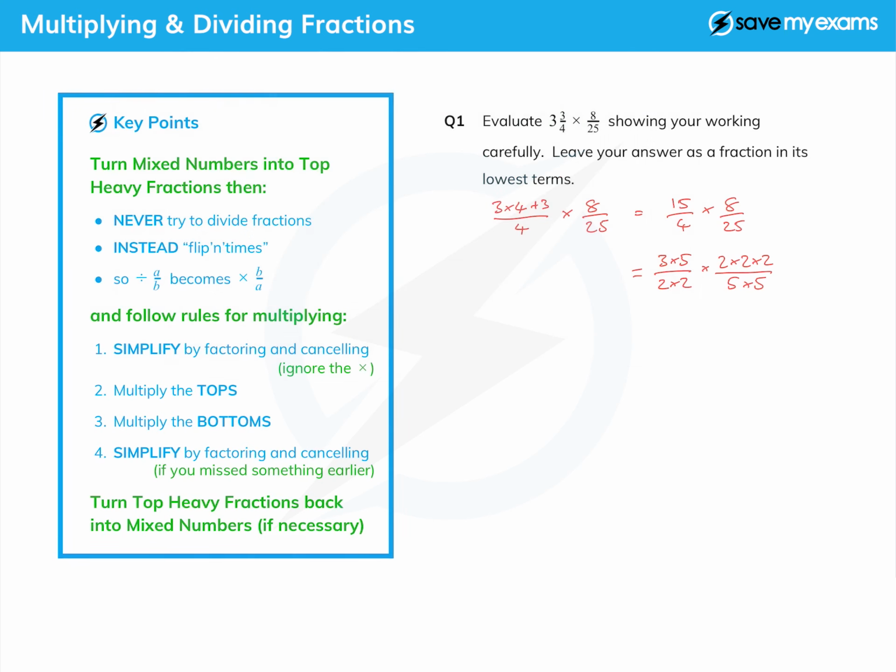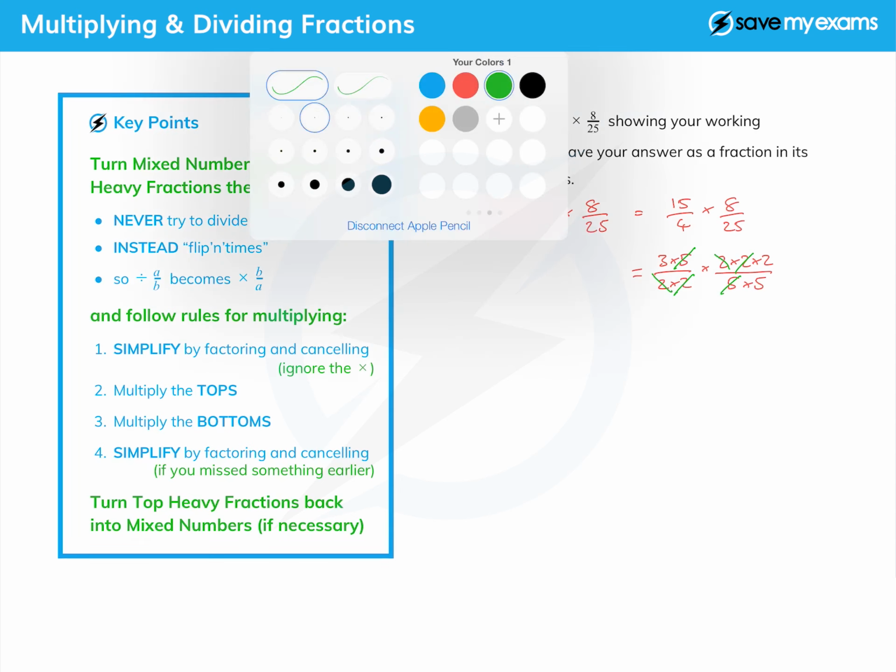So here's my green cancelling pen. I've got a 5 on the top and a 5 on the bottom. As I say, I'm basically ignoring this multiplication sign in the middle. I can cancel across that. And then I've got a 2 and a 2, and another 2 and another 2, bottom and top. So I've done all that cancelling.